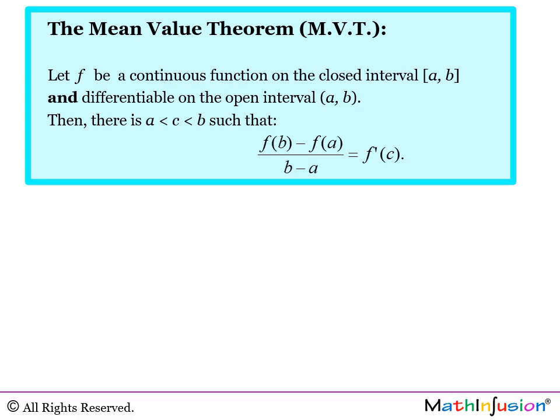What are those conditions? Let f be a continuous function on the closed interval ab and differentiable on the open interval ab. Then there is a value c between a and b such that (f(b) minus f(a)) over (b minus a) equals the derivative of the function at x equals c.